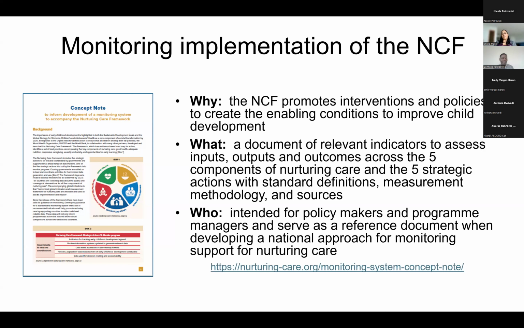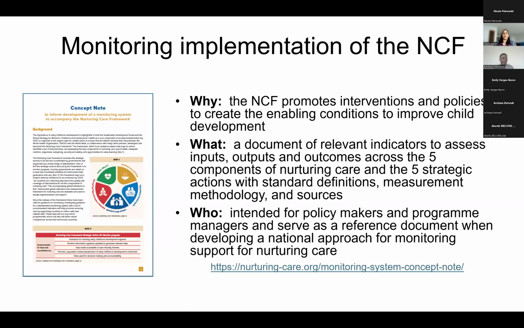So any framework that is developed needs to consider the 5 strategic actions as well as the 5 components of nurturing care. And as Emily said at the very beginning, early childhood development is quite complex. It isn't sitting neatly in any single sector. It's not a single intervention. So really thinking through the multisectorality as this comes together. It also speaks to the importance, as Boniface was mentioning, of leaving no child behind.